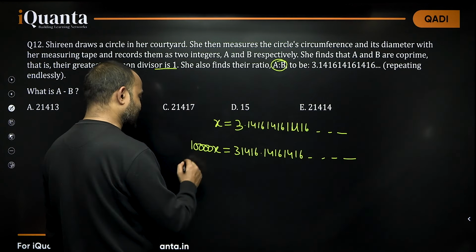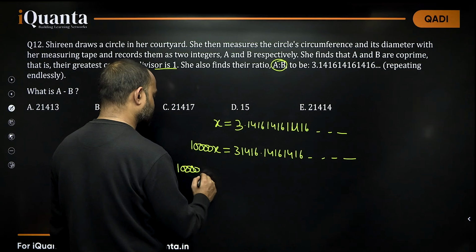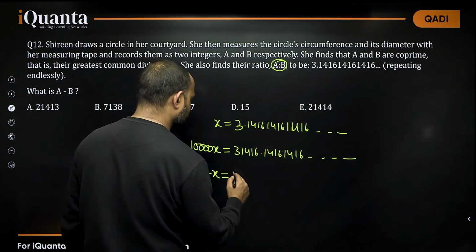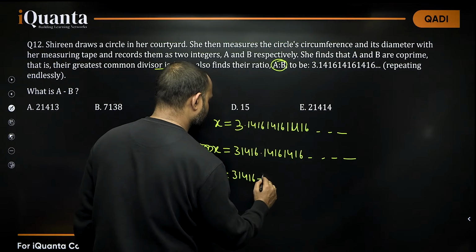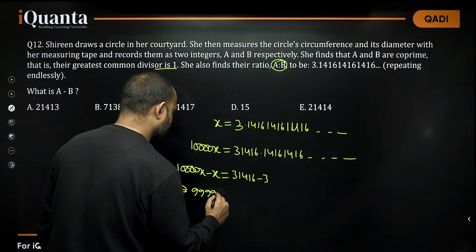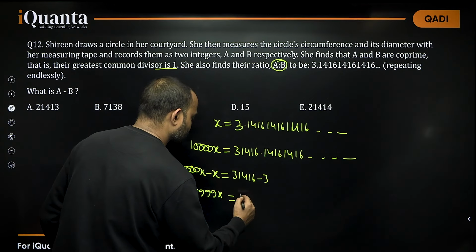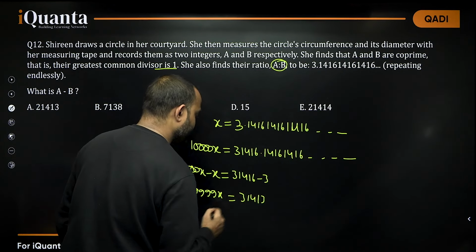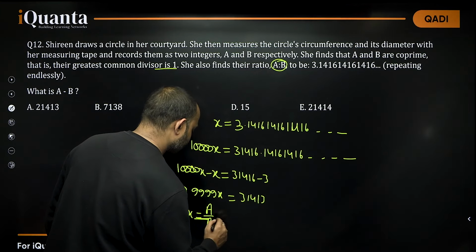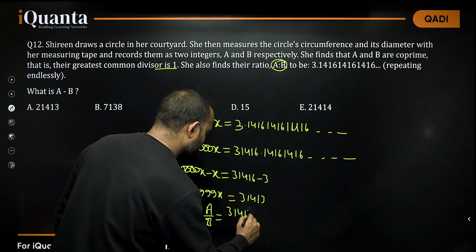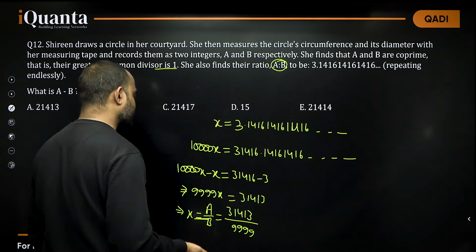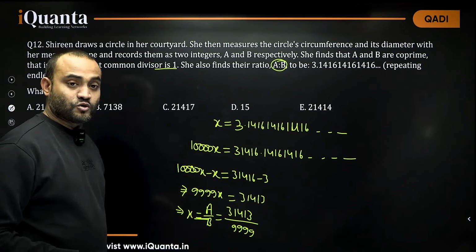So now if we subtract these two, 10,000x minus x, what are we getting? After the decimal, the values will be cancelled out, and we are getting 31416 minus 3. So this will be 9999x is equal to 31413, or x, that is nothing but A by B, is equal to 31413 divided by 9999. Now we need to simplify this, right? Because A and B are co-prime to each other.